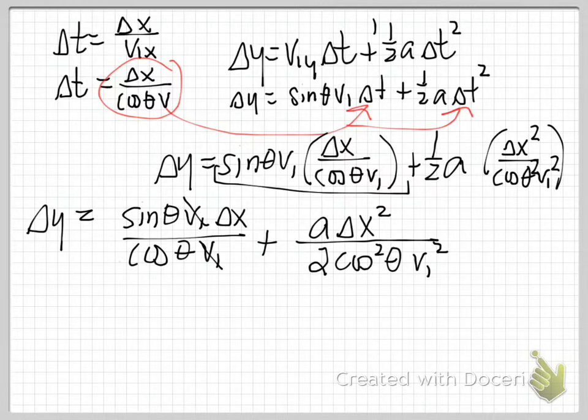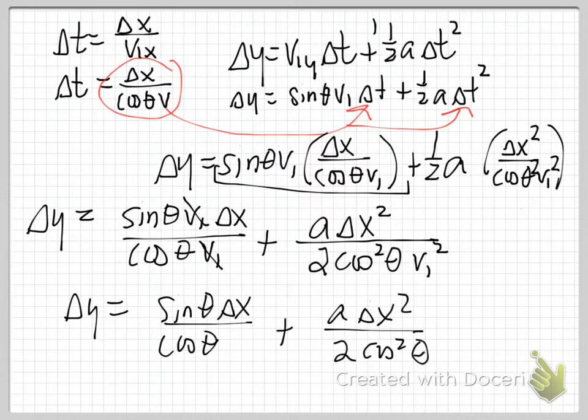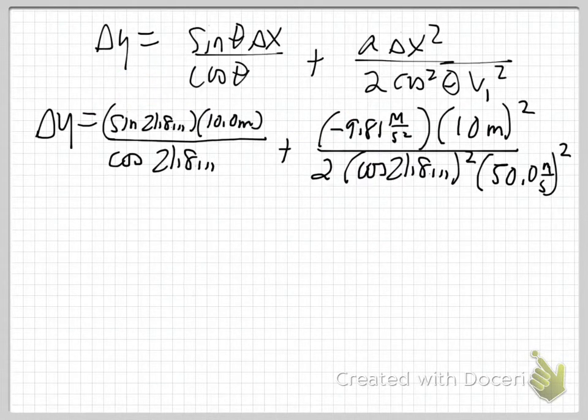Sine divided by cosine, we're not even going to get into trig identities, but at this point we have delta y equals sine theta delta x over cosine theta plus a delta x squared over 2 cosine squared theta vi squared. I don't see anything else. We could factor out a delta x, but there's really no point in doing that. There will be points when it is necessary. We're probably at a point where we can plug in and go. Be really careful with your signs here. Remember that you're going to end up adding a negative.